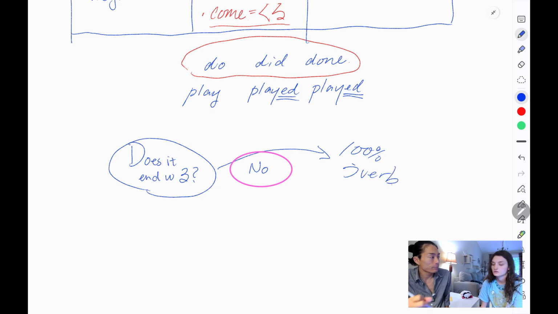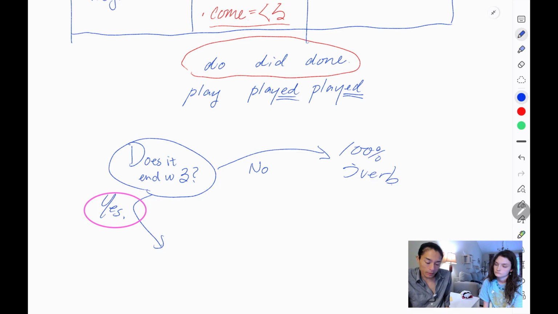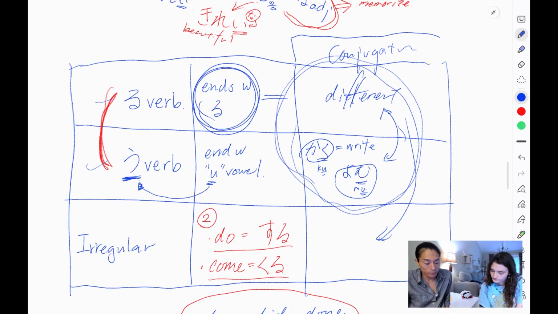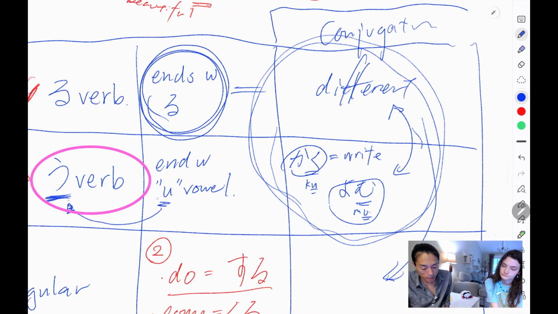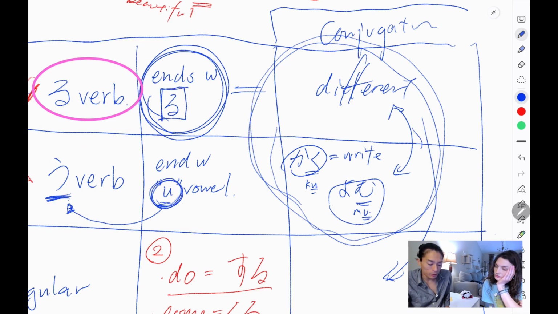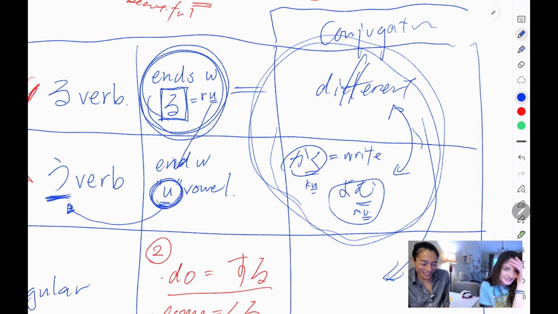Because it doesn't end with ru, it's automatically the other verb. If yes, it ends with ru, you might feel like, okay, then that's ru verb, right? But then when you think about it, u verbs are called u verbs because they end with u vowel. Which vowel is ru using? It sounds like ooh. So ru as well uses the u vowel. So there's overlapping, which is terrible.